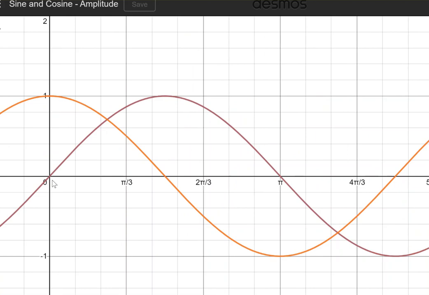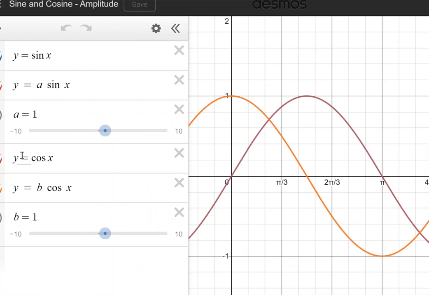Right here, the red is the sine graph, and the orange is the cosine graph. One thing you will be able to do is go over to the circle and click off one graph so you can see one at a time. What I want you to do is pause the video and play around with those numbers. Notice that only the number in front is going to change. When you feel you've understood what that coefficient in front does to the entire graph, go ahead and resume the video.